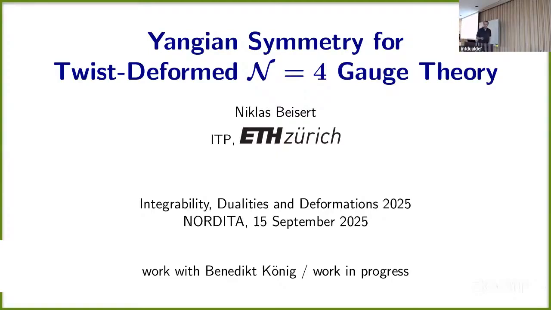So let me start with my own talk, which is on Yangian symmetry, the topic of the conference. This is about twist-deformed N=4 gauge theory, and it's work that has been going on for quite a long time with Benedikt König. We haven't really come to a conclusion on all the things, at least on the things we wanted to start with, namely to get some new insights on fishnet theories. But anyway, we've discovered interesting things along the way.